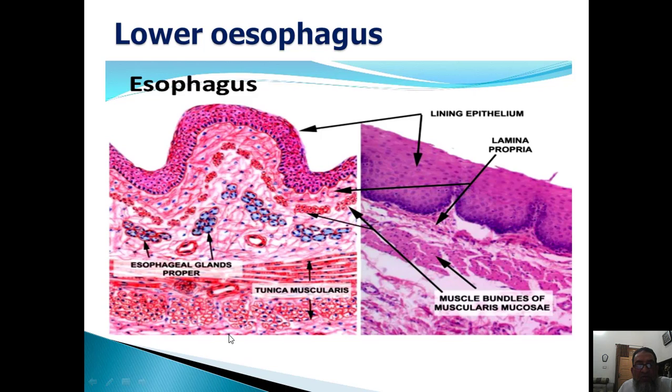Simple squamous epithelium with underlying few connective tissue elements are present. So this is the simple squamous epithelium. This is called the mesothelium. This is the histological picture. Actual stain: stratified squamous epithelium, lamina propria, muscularis mucosa, then deep submucosa, deep connective tissue, and all the layers will be visible in the lower esophagus.